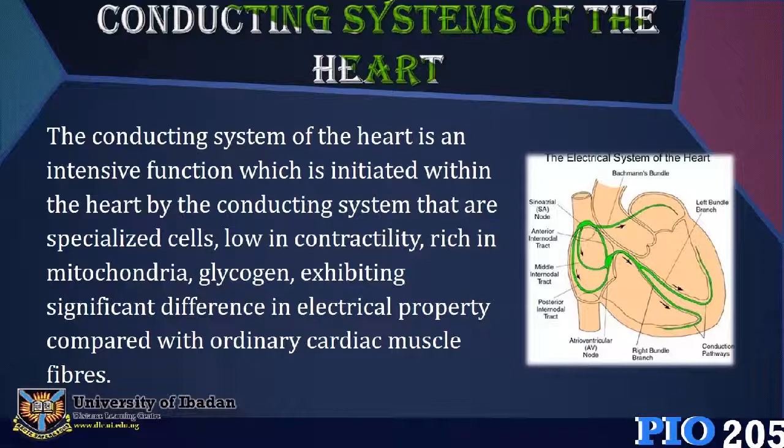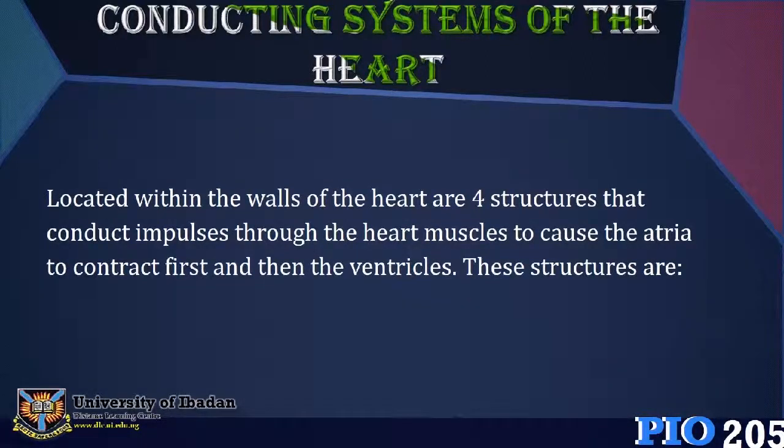The conducting system of the heart is an intrinsic function which is initiated within the heart by the conducting system, which are specialized cells, low in contractility, rich in mitochondria and glycogen, exhibiting significant difference in electrical property compared with ordinary cardiac muscle fibers. Located within the walls of the heart are 4 structures that conduct impulses through the heart muscles to cause the atria to contract first and then the ventricles.